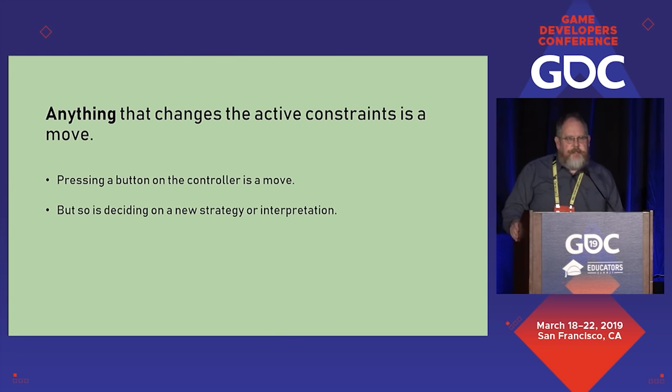So anything that changes the constraints is a move. Pressing a button on a controller obviously is a move. But many moves can happen entirely inside the player's head. So if you're playing a game like Portal, and you're standing staring at a puzzle room that has a bunch of different possible solutions, you're actively engaged. You're actively working through a set of moves.